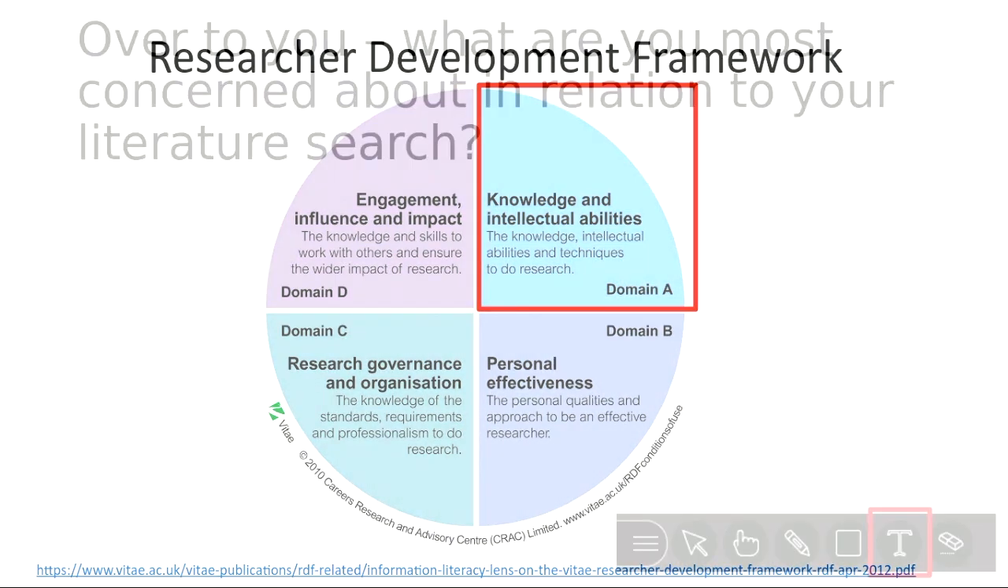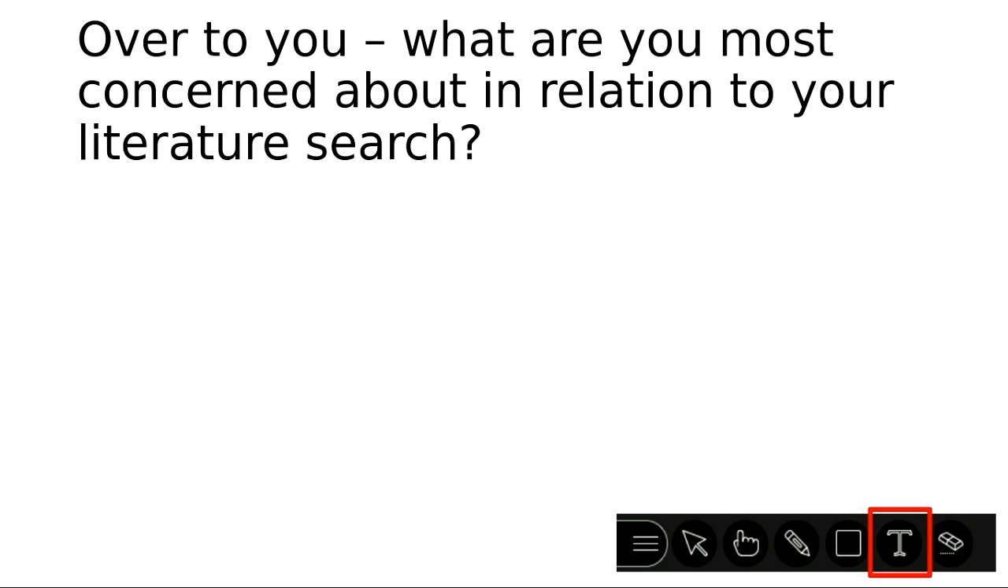Okay, so we would like to now ask you a question just before we start the session properly. What are you most concerned about in relation to your literature search? Hopefully you've not got lots of concerns about it, but is there one thing in particular or a couple of things in particular that you're quite worried about or you'd really like to know about in today's session? If you could use the T tool at the top left hand side and click on the screen and just type the one thing or a couple of things that you might be worried about or would like to know more about in today's session.